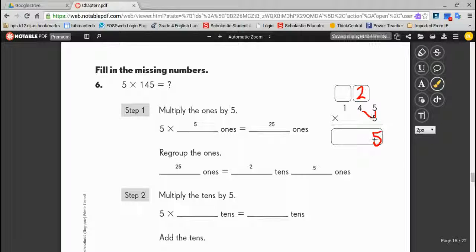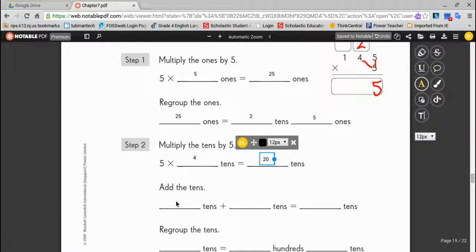Next, let's multiply our tens. 4 tens times 5, or 4 times 5 equals 20, but we cannot forget about this 2. So 4 times 5 equals 20, plus 2 more equals 22. Let's write that first. So again, we have 5 times 4, or 4 times 5, and that equals our 20, but we cannot forget about the 2 up top, so we have to add that 2. So our 20 tens, because it's in our tens column, plus our 2 tens, and that gives us our 22.